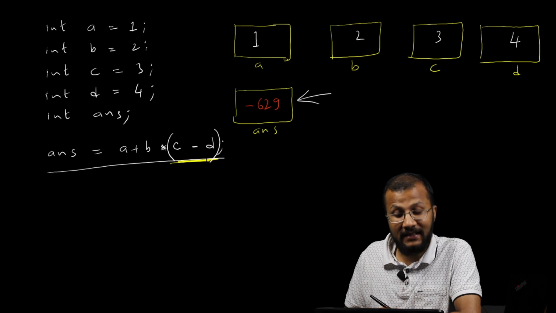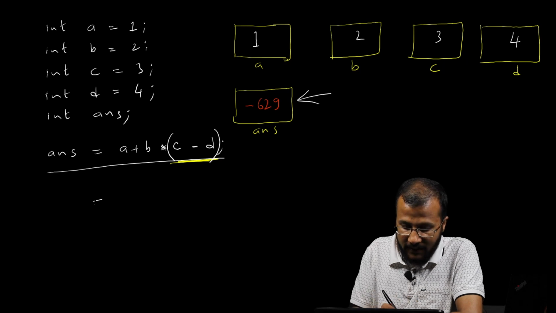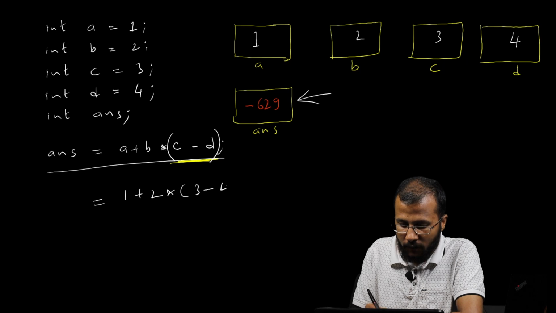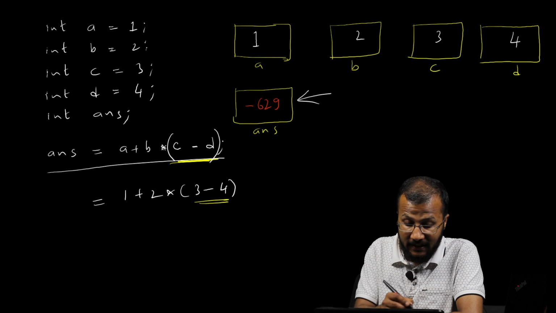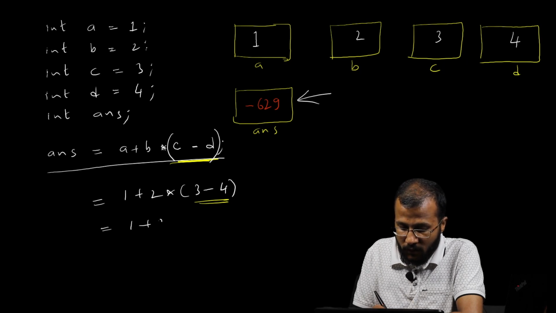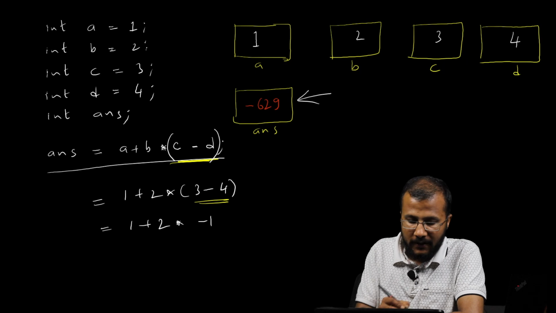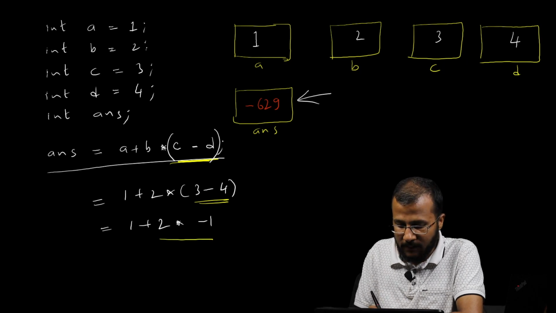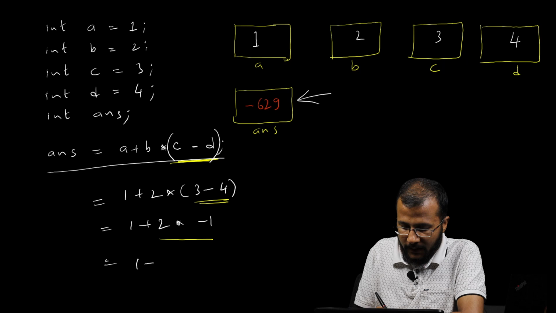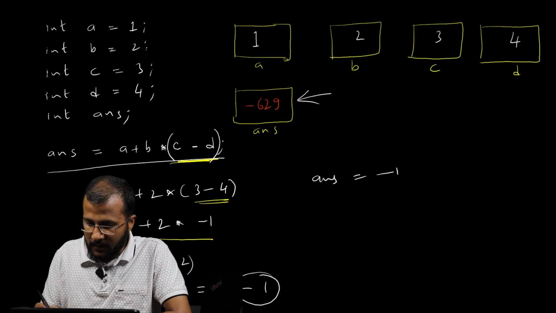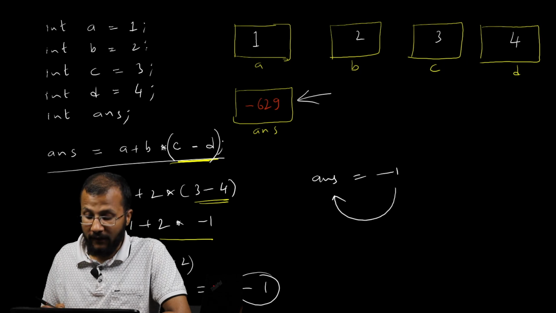So I'll use this parenthesis now. Whenever I use parenthesis, first priority is given to the parenthesis. So first let's replace the values: 1 plus 2 times 3 minus 4. Whatever is inside the parenthesis is evaluated first. So it will be 1 plus 2 times minus 1. Now as per the rule, multiplication has more priority, so 2 times minus 1 is minus 2. So this is nothing but 1 minus 2, which equals minus 1. So finally, this minus 1 will be stored in the variable answer.